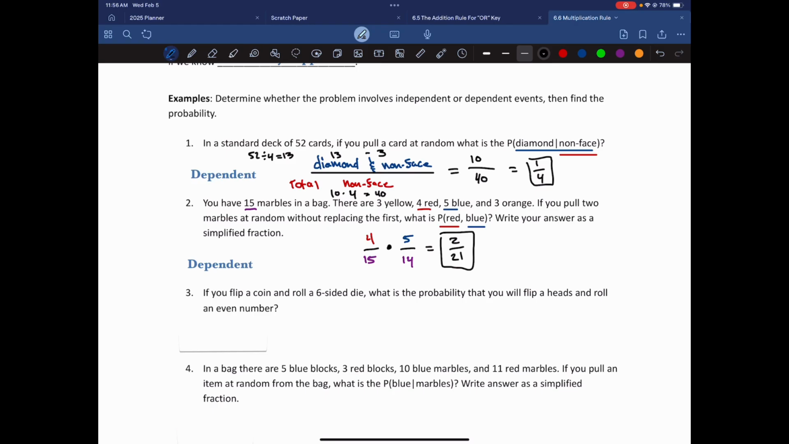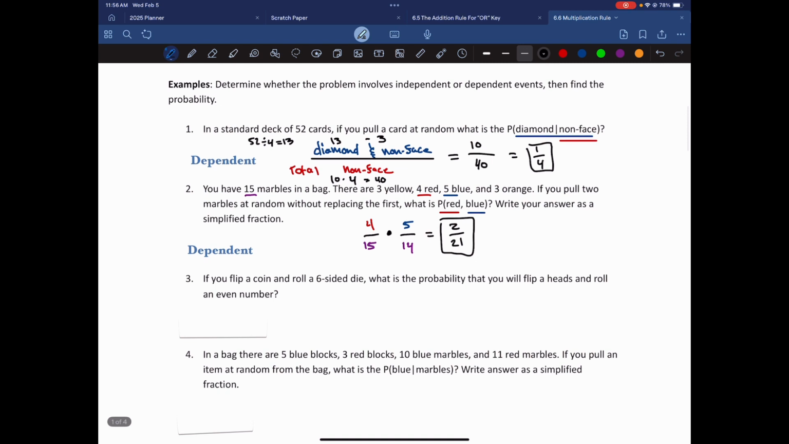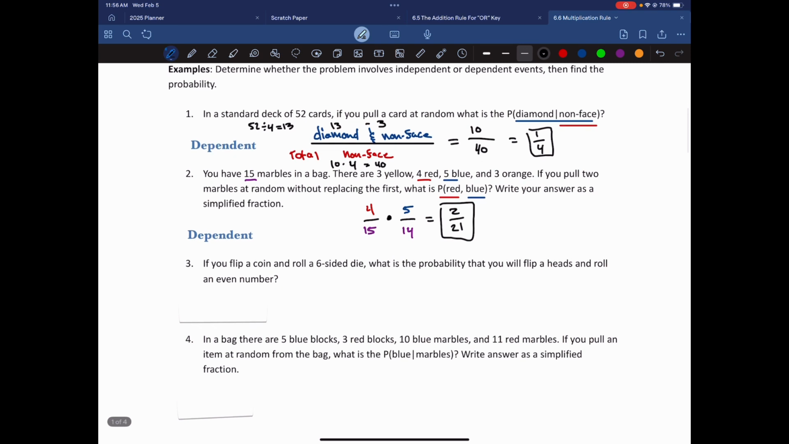Okay, looking at example 3, if you flip a coin and roll a 6-sided die, what is the probability that you will flip a heads and roll an even number? Well, am I independent or dependent here? Well, I've got to ask myself, does flipping a coin affect the outcome of me rolling a die? And the answer to that is no. It has nothing to do with the other. So I'm in an independent situation here.